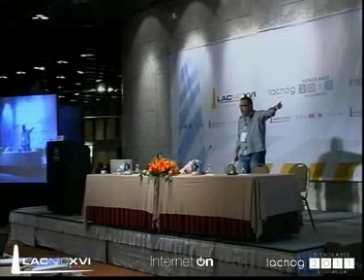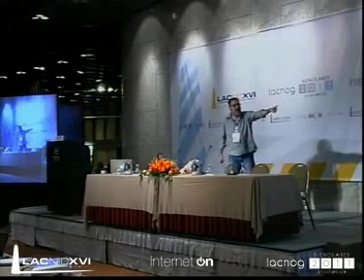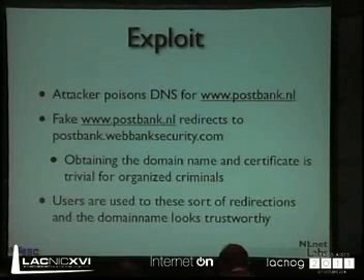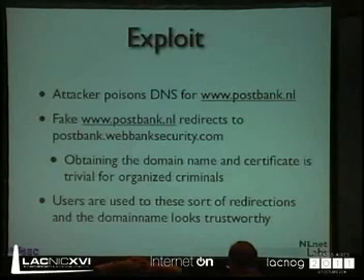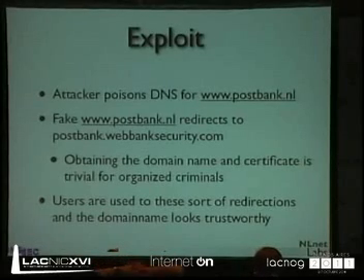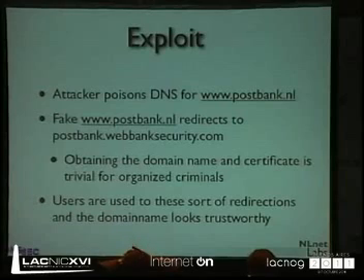So how would I exploit this? Well, if I was an attacker and I would poison the DNS for the bank, this is an insecure site, www.postbank, and I do a fake redirect to postbank.webbanksecurity.com. Well, it has Postbank, which is the name of my bank. Oops, I got WebBank Security. Well, it's a trustful name, isn't it? It's got bank, it's got security. Actually, if you go to securebankservices.com, any name will do.